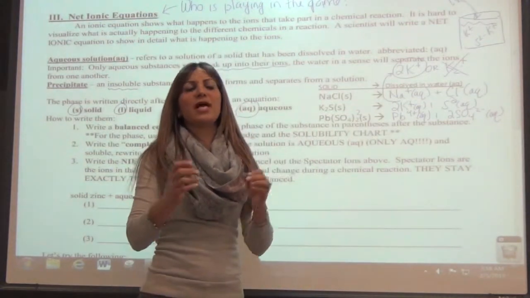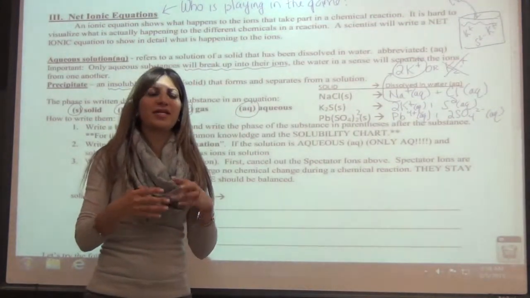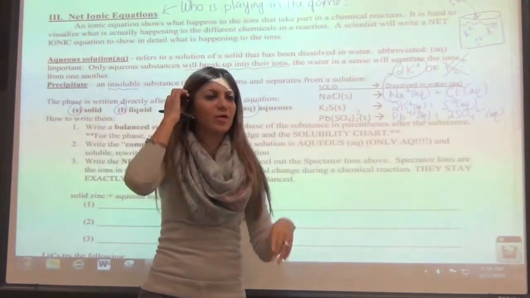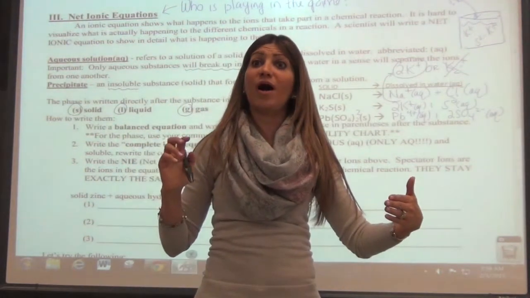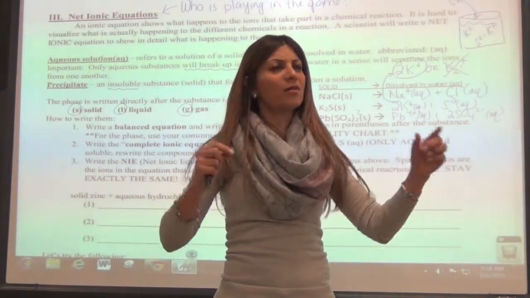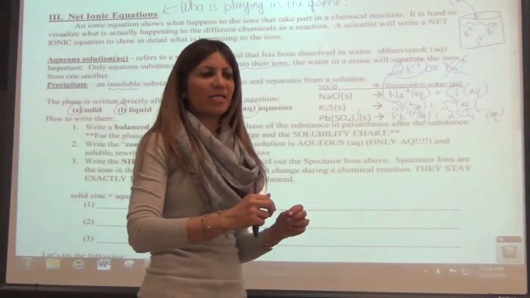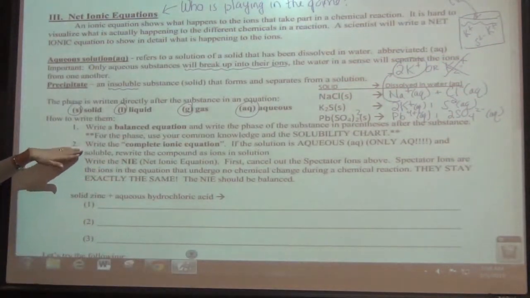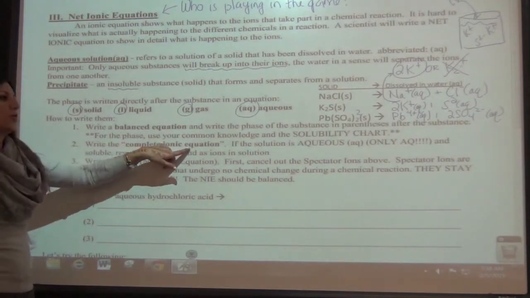But if it's something like just silver, then you're actually just going to write that as silver with no charge. Okay? So remember, they don't lose and gain electrons until they do what? Bond. Perfect. Unless they're bonding, they're not losing and gaining electrons. Okay? So second thing is we're going to write what is called the complete ionic equation.